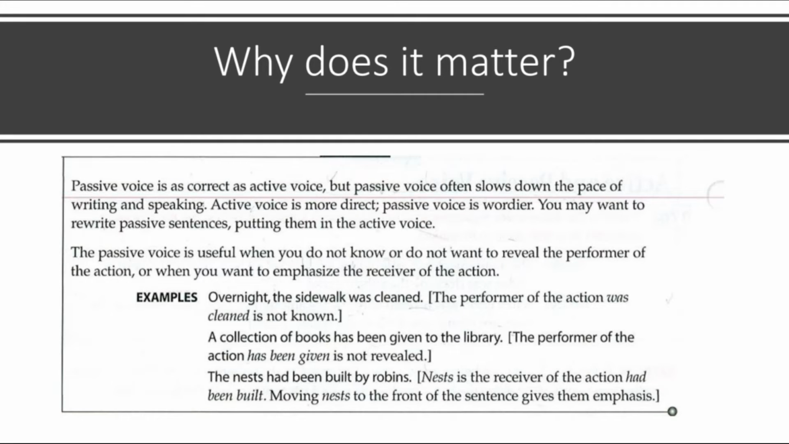So here are some examples of those. Overnight, the sidewalk was cleaned. So the performer of the action was cleaned is not known. We don't know who cleaned the sidewalk. A collection of books has been given to the library. The performer of the action has been given is not revealed. We don't know who gave the books to the library. And the nests had been built by robins. Nests is the receiver of the action had been built. Moving nests to the front of the sentence gives them emphasis.